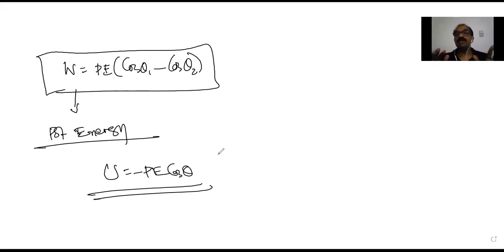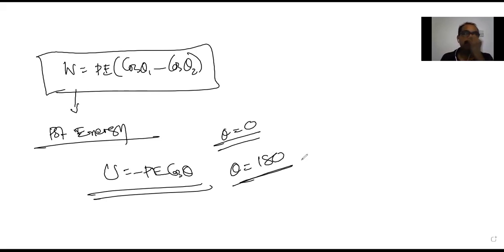So there may be a question like: calculate the work done to turn a dipole from stable equilibrium to unstable equilibrium. Remember, when theta is equal to 0, it is considered to be a stable equilibrium, and when theta is 180 degrees, it is considered to be an unstable equilibrium. Unstable equilibrium is the case when the potential energy is maximum, positive. If it is negative potential energy, it is considered to be stable equilibrium. All right, so that's about potential energy.